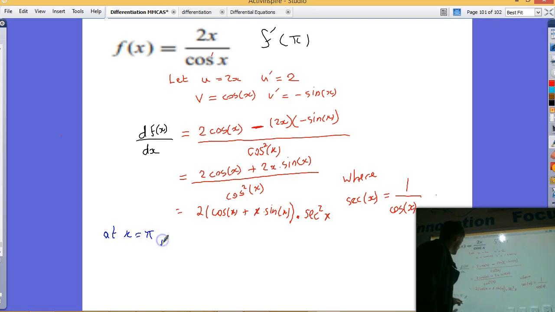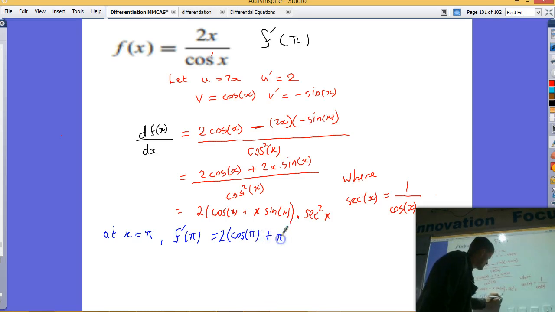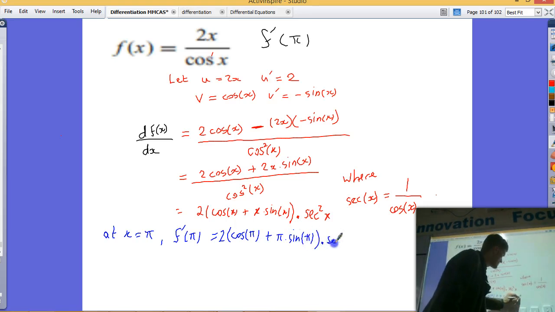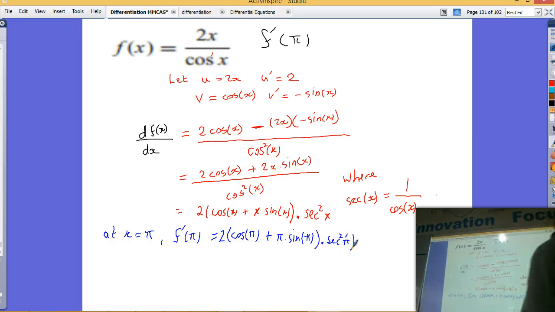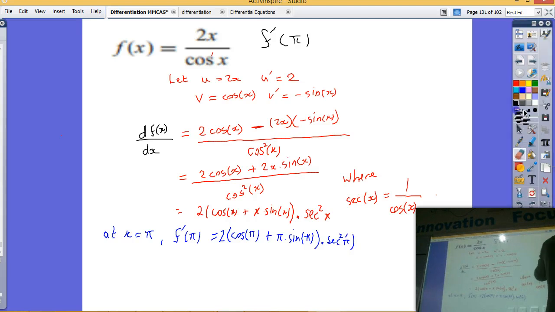So for that, f dash of pi equals 2 lots of cos of pi plus pi times sine of pi multiplied by sec squared of pi. Okay, now don't be scared about this bit. It's really straightforward.